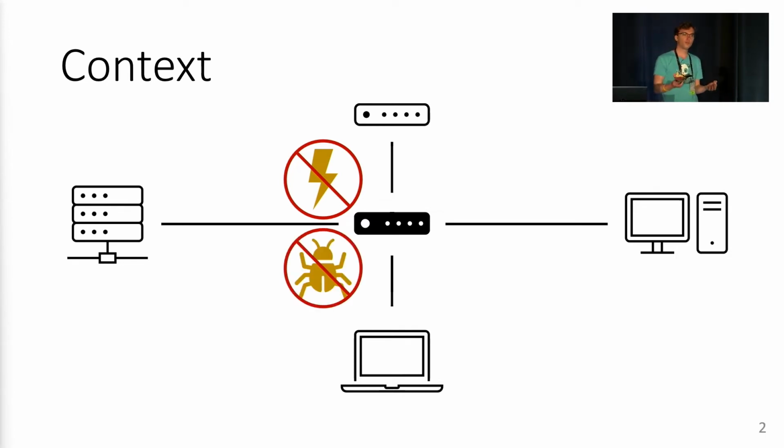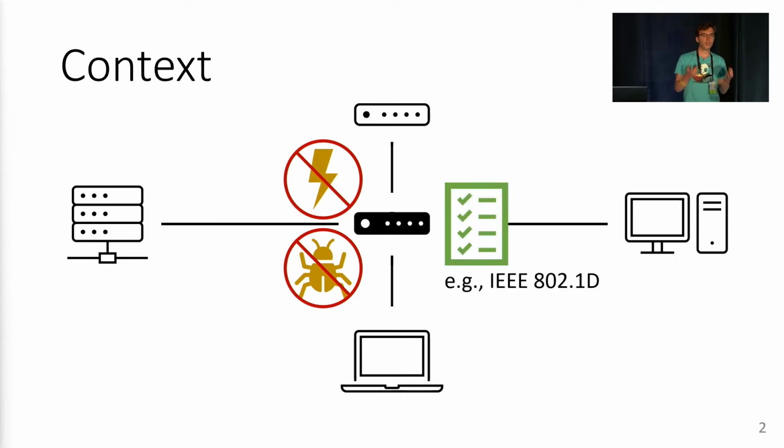But more constructively, what we want is a specification that says what the network function should do. For instance, the IEEE has a document that states what a bridge should do. And if we could obtain a proof that a specific implementation of a network function obeys this specification, then we can get correctness guarantees about the state of the network.